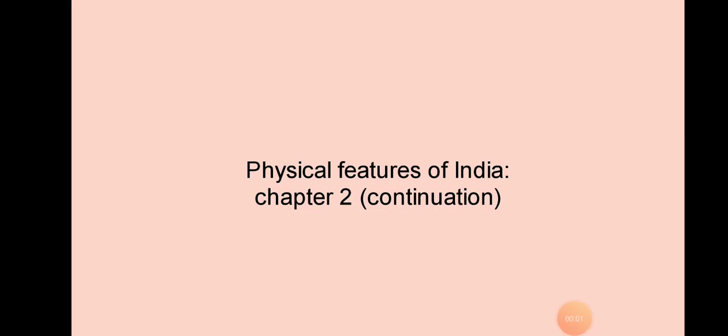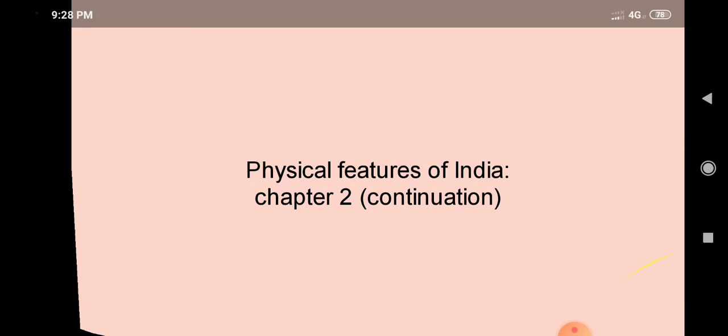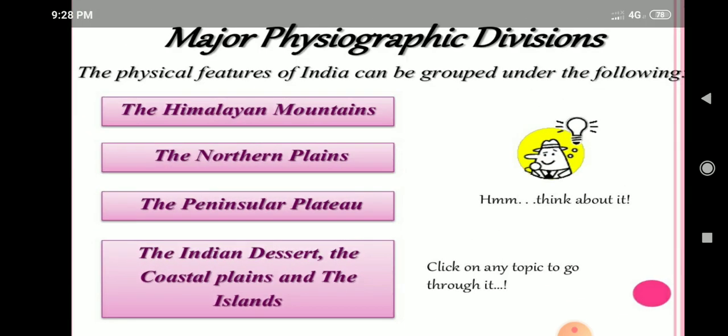Hello children, today we are going to do Physical Features of India Part 2, as we started this chapter in the previous class. So today we have the continuation part of the chapter. In the previous class we already learned what the physical features of India are and how they were formed. And today we are going to learn more about the physical features of India. So let me begin with this.